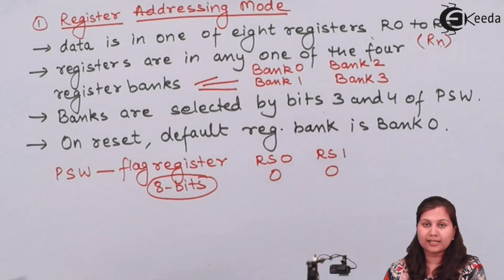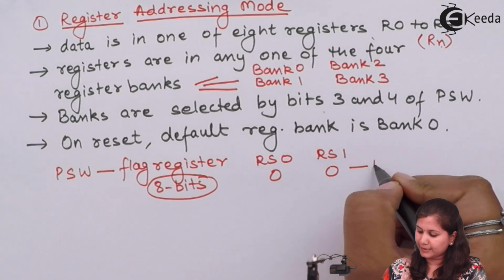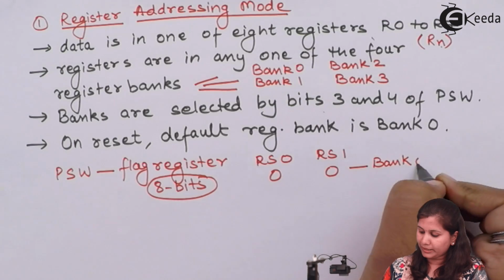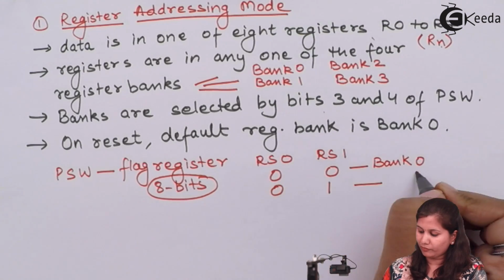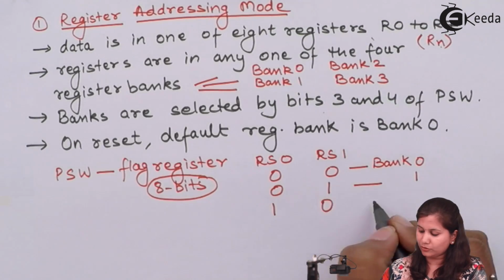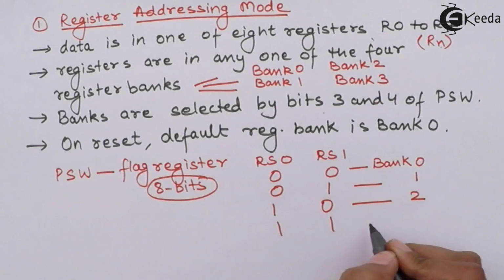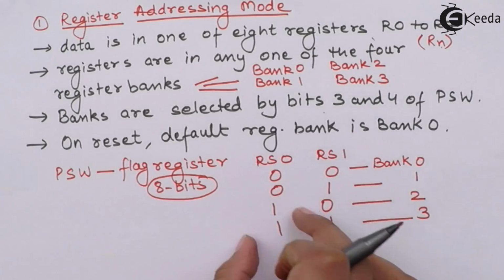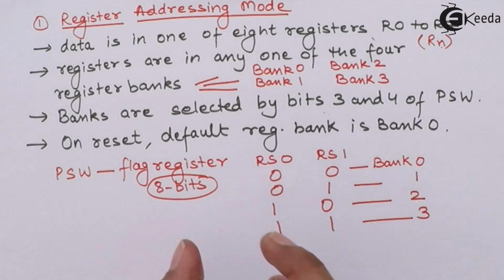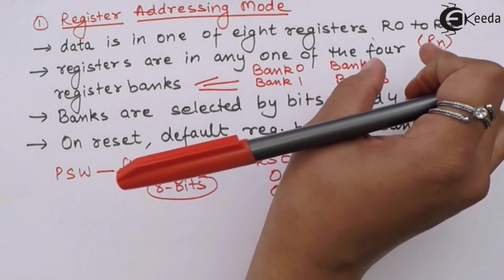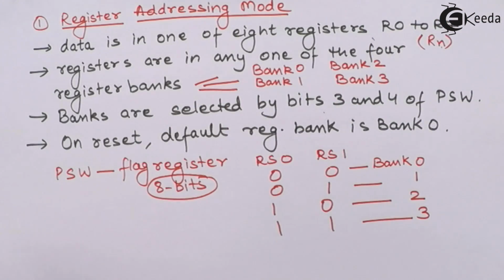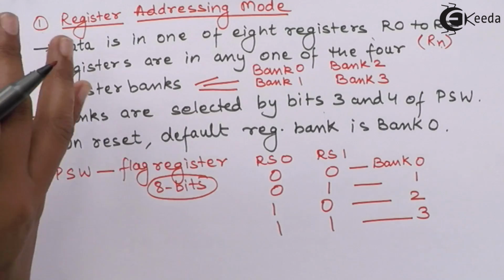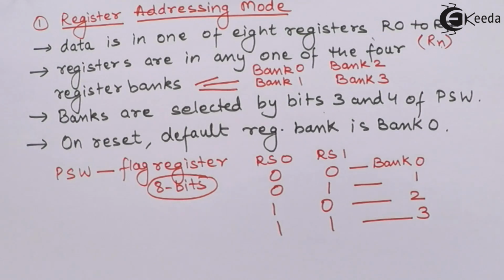If these bits are 00, then bank 0 is selected. If it is 01, then bank 1 is selected. If it is 10, then bank 2, and if it is 11, then bank 3 is selected. So this is how the banks are selected, and once the bank is selected, we can write the register in the instruction itself. So that register contains the data for the operation.